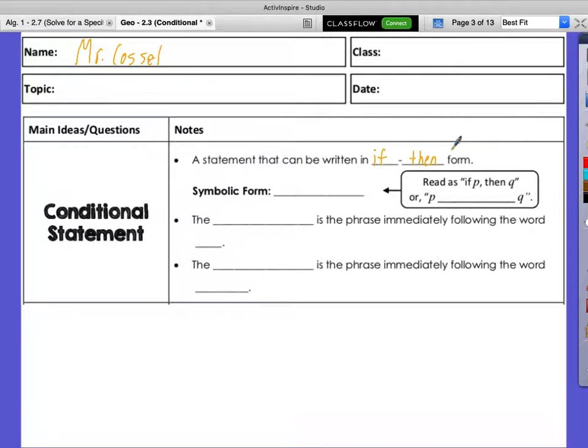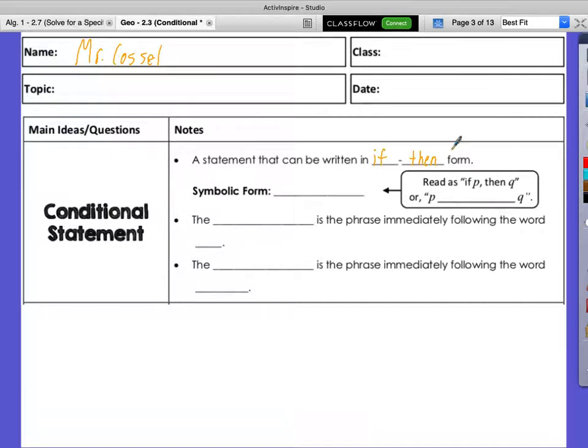If it rains, the ground will be wet. Stuff like that. Saying based upon this condition, that'll happen. If Constantine tells a funny joke, everyone will laugh. That's not true, though. I wish it was true, because I tell funny jokes all the time, and then people don't laugh.